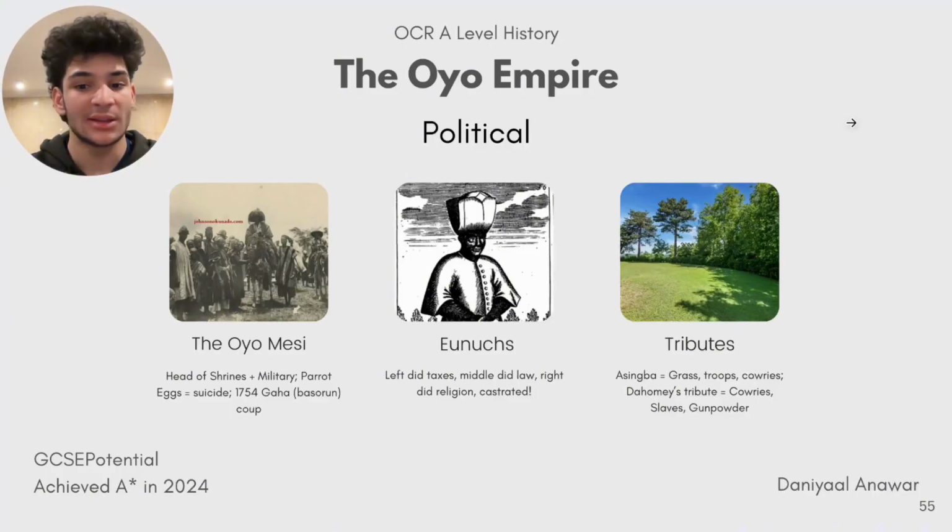And then Dahomey, who Oyo basically took over a few times, had to give their own unique tribute, which was cowries, slaves, and gunpowder. So those are the two tributes, and you could use them to talk about various different things. Essentially, how they were able to dominate other regions by forcing them to give certain things which made them weaker. Because if they gave away gunpowder, then Dahomey would never have the facilities to fight against Oyo, which is kind of interesting.